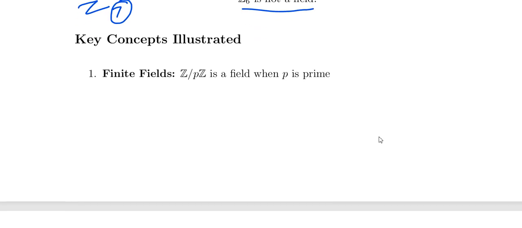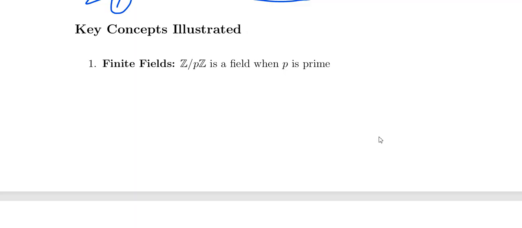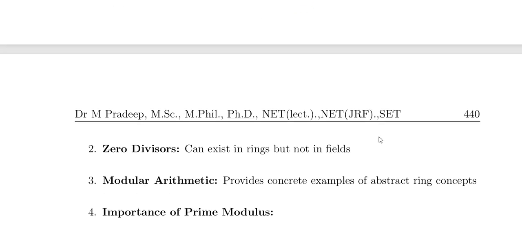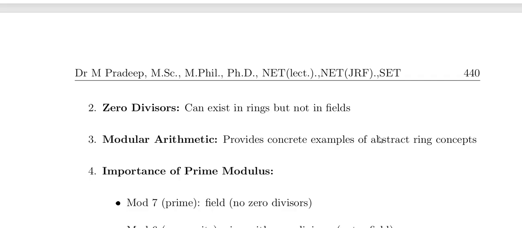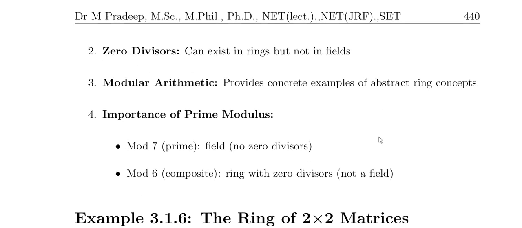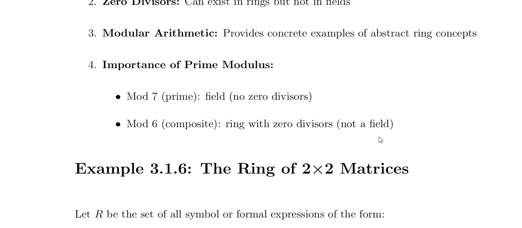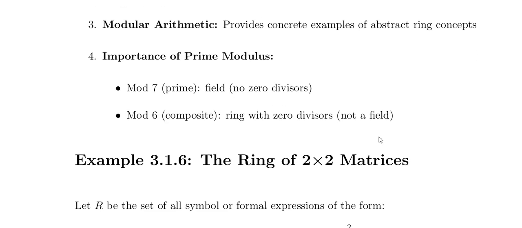So Z by pZ is a field when p is a prime. A zero divisor can exist in a ring that is not a field. Modular arithmetic is a concrete example for the abstract ring concept. Prime modulo 7 is a field with no zero divisor. Modulo 6, a composite number, gives a ring with zero divisors, not a field.